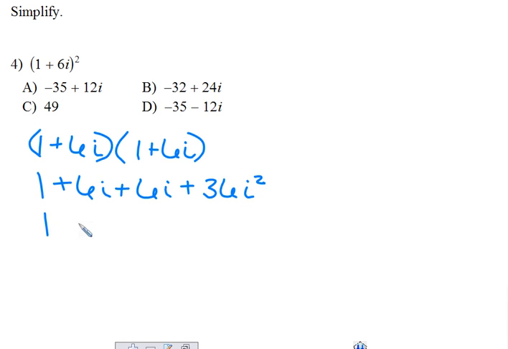And let's clean up the inside here. We have plus 12i. And what we have to understand about that i squared is that we are going to exchange it for its equivalent value of -1. That gives us a -36. When we add 1 to that, we get a -35. So our correct answer here is going to be letter A. And finally, let's move on to question number 5.